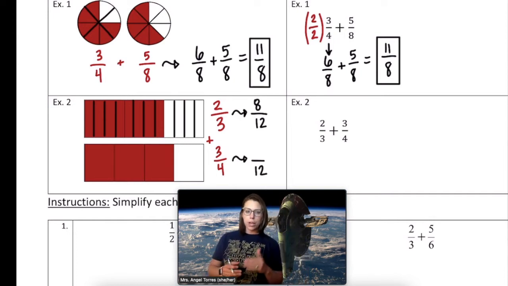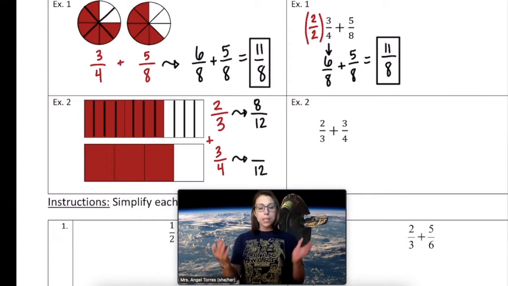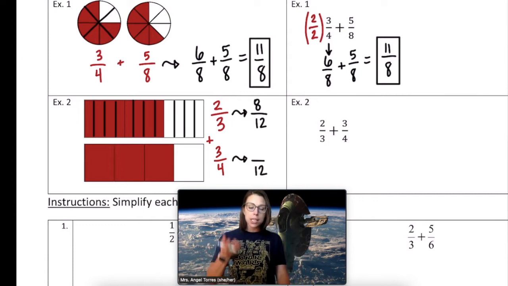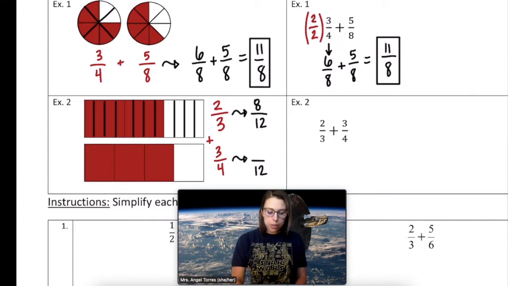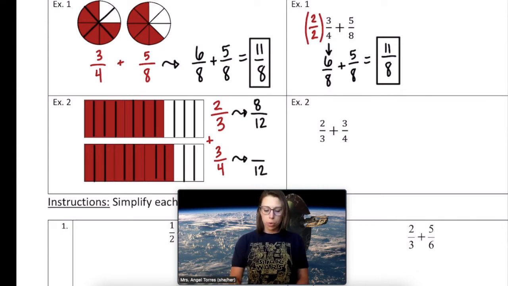Let's do the same thing for our fourths. How many 12ths are in 3/4? That would be 4 groups of 3. So I'm going to break up each of these 4 pieces into thirds. That's 1 group of 3, 2 groups of 3, 3 groups of 3, and 4 groups of 3. 12 total. How many 12ths are in 3/4? 1, 2, 3, 4, 5, 6, 7, 8, 9 12ths are in 3/4. Now that these are all 12ths, I can add them together. 8 12ths plus 9 12ths is a total of 17 12ths.